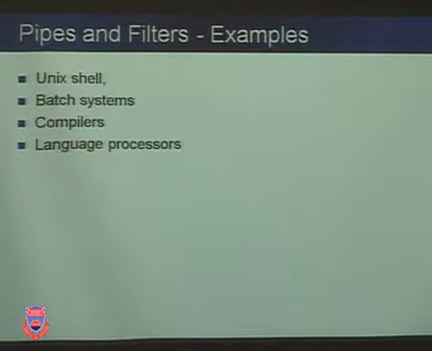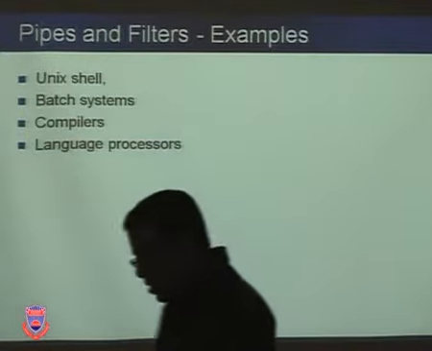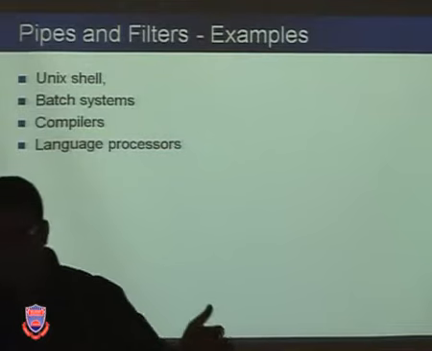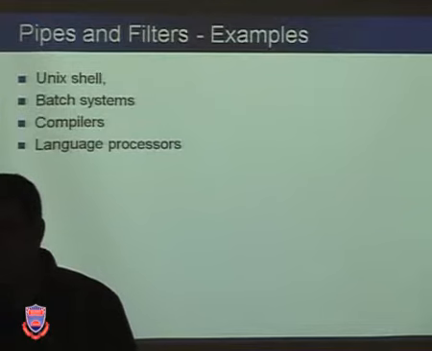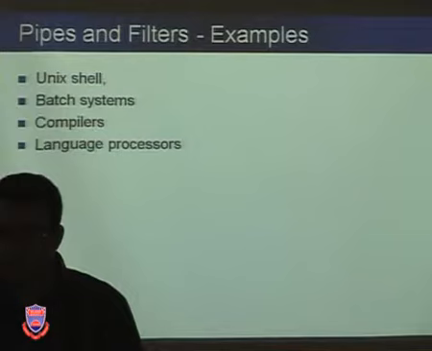What are the examples here? Unix shell, batch systems, compilers, language processors, etc. So any application where you have a stream of data, where you can identify processing units, then you should structure your system with a pipes and filters approach.